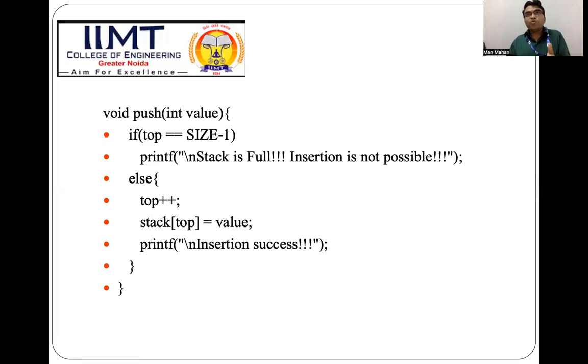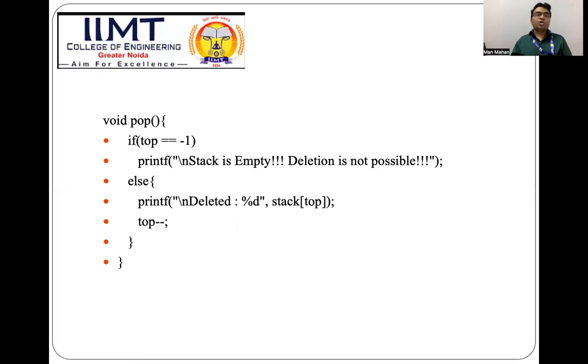Then if you want to delete an item, we move on to the pop operation. In the pop operation, first of all we check whether top is equal to -1. If top equal to -1, then the stack is empty, there is no element in the stack, so we print a message that deletion is not possible.